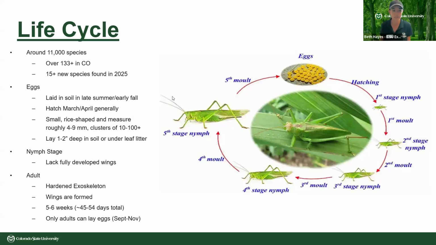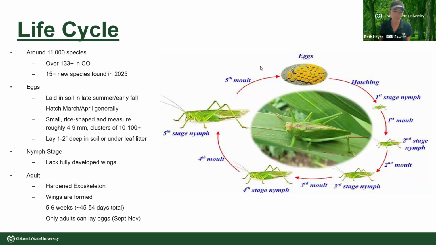They're laid in the soil in late summer, early fall, and these are what the eggs kind of look like. And then they hatch typically in March or April, generally, but that's very weather dependent, and we're going to talk about that. Everyone asks, can I find the eggs in the soil? For the most part, no. They're pretty much hard to see with your naked eye.